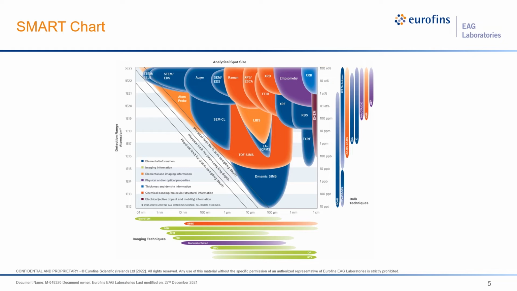Each bubble in the SMART chart, or bar, represents a different analytical technique. They are color-coded according to the descriptions in the lower left. For example, dark blue provide elemental information primarily, while green provides imaging information. Basically, spatial mapping techniques are shown inside the box, and bulk techniques are shown to the right. Imaging techniques are represented below the box. The x-axis shows the range of spot sizes for the analytical techniques from 1 centimeter at the right down to 1 angstrom at the far left. The y-axis shows concentrations either in atoms per cubic centimeter at the left or atomic concentrations at the right.